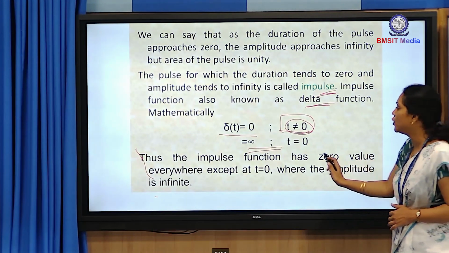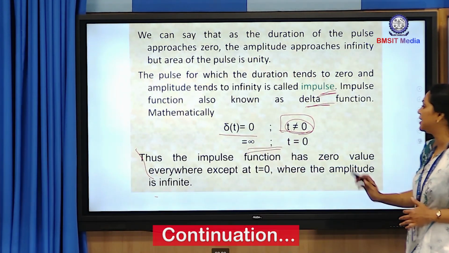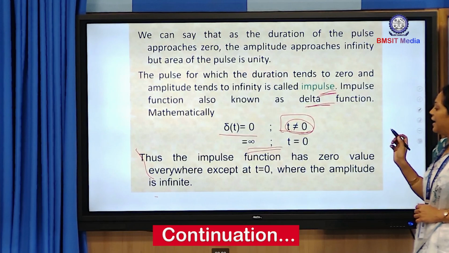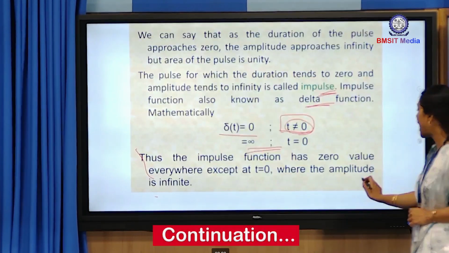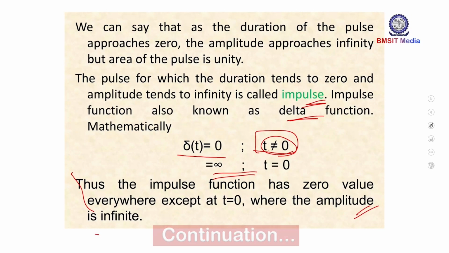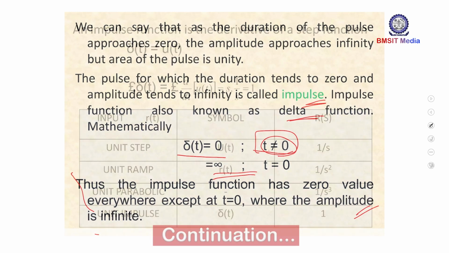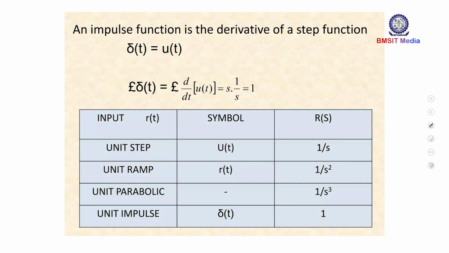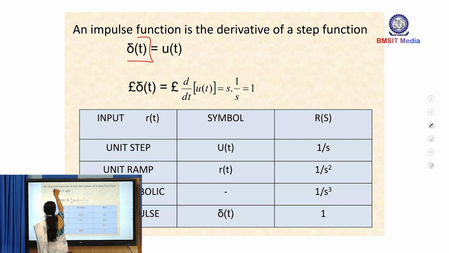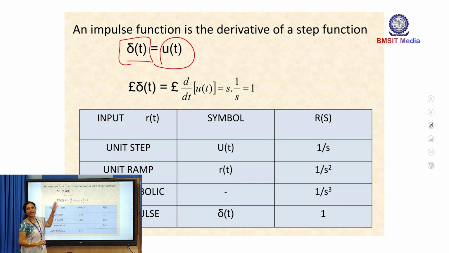The function has 0 value everywhere except at t equal to 0, where the amplitude is said to be infinite. Now how do I write that? This delta function, delta of t, is related to u of t. We know that the delta function is related to the unit step function.